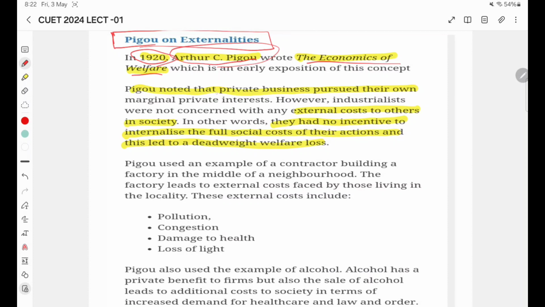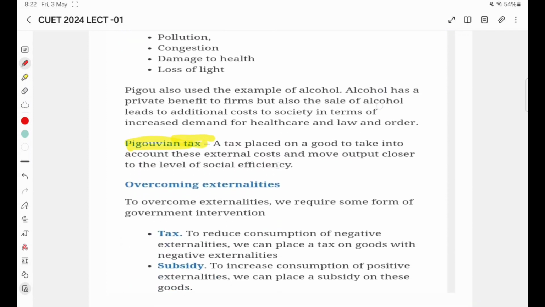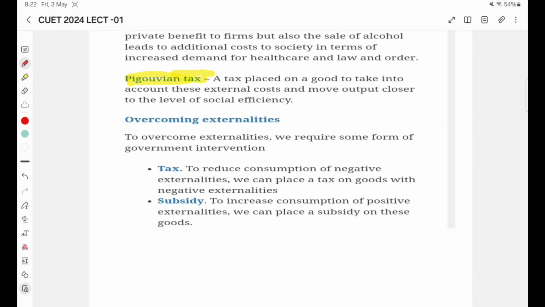Pigou noted that private businesses pursued their own interest. It means private businesses always have their motive as own interest, it means own marginal benefit. They try to minimize the cost and maximize the benefit. This is the main objective. They are not concerned about the welfare aspect. So how to minimize the different types of negative externalities arising from production and consumption, and how to improve the positive externality in society, he has made very good recommendations for overcoming the externalities.